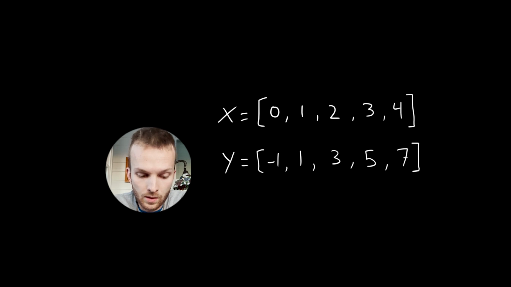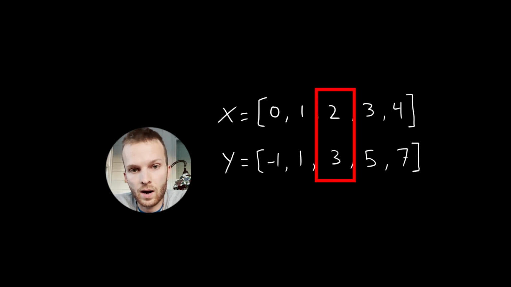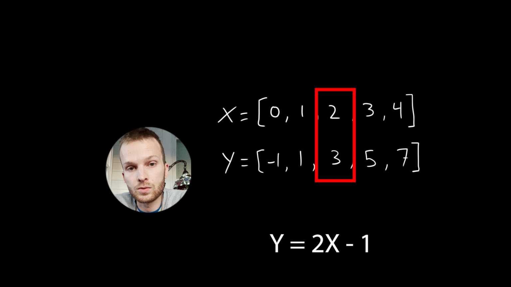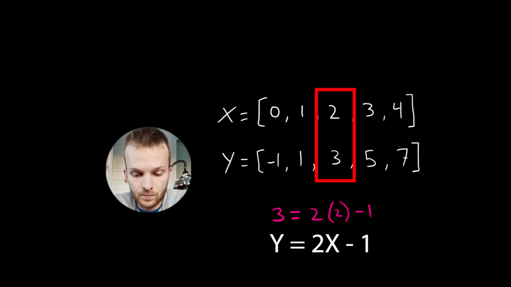And here, the task is basically to train a model to figure out the relationship between any given X and Y value. In this case, the actual relationship is Y equals 2X minus 1. In other words, for any given X value, we would expect the accompanying Y value to be 2 times that X minus 1. Right? But we want the computer to figure this out on its own.